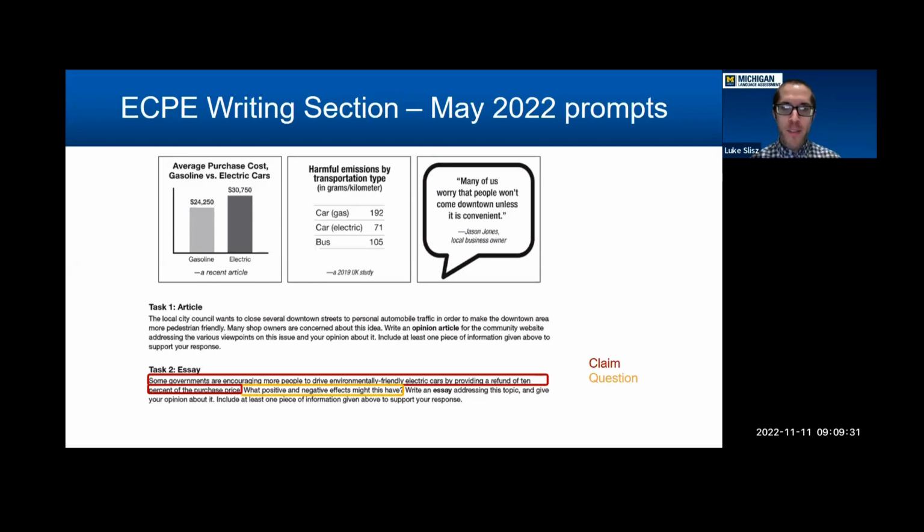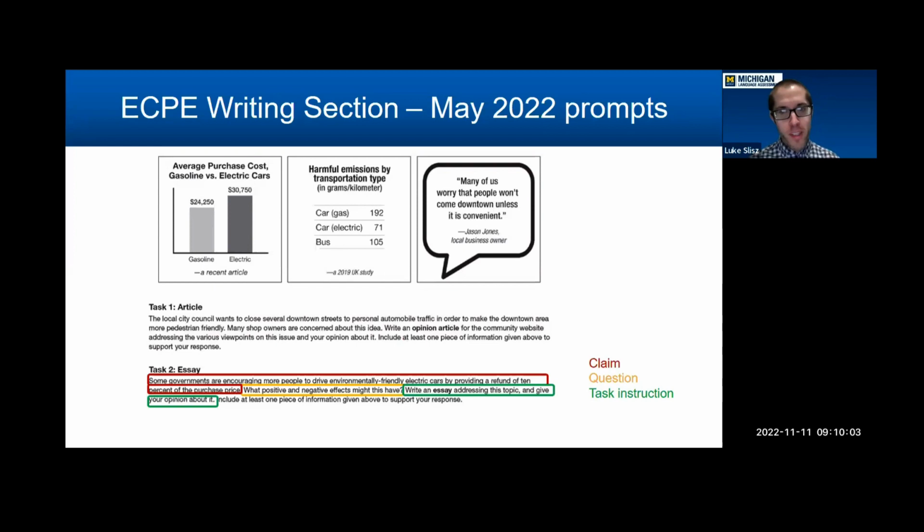So what positive and negative effects might this have? So this is what the student will be writing about in the response. And in the third sentence, you always see the actual task instruction. So for the second task here, that would be to write an essay addressing this topic and to give your opinion about it. If you look in the very first task, task number 1, the actual task instruction is to write an opinion article for the community website addressing the various viewpoints on this issue and your opinion about it.